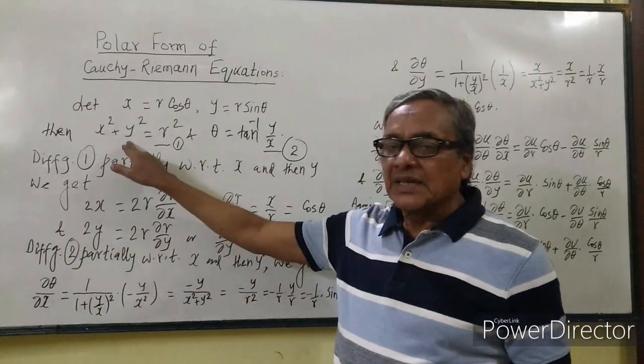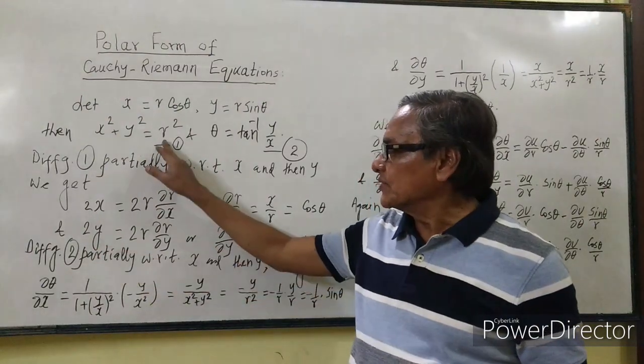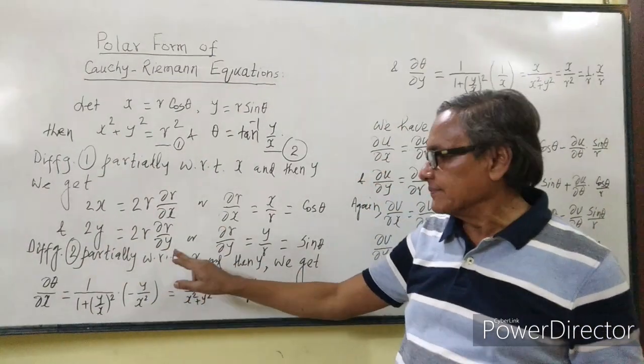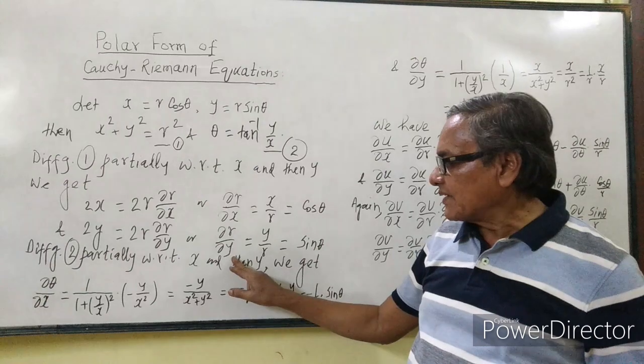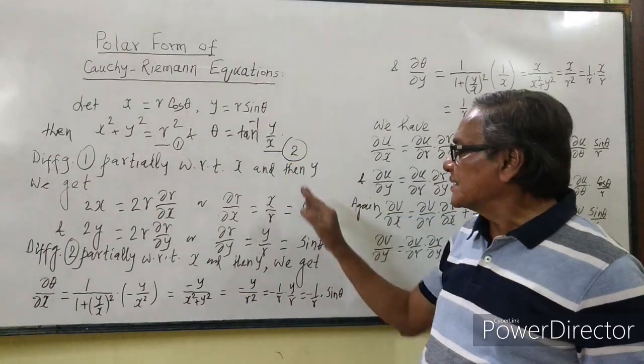Again, if we differentiate it partially with respect to y, we shall get 2y equal to 2r ∂r/∂y, or ∂r/∂y will be equal to y upon r, and from this equation y upon r is sin theta.